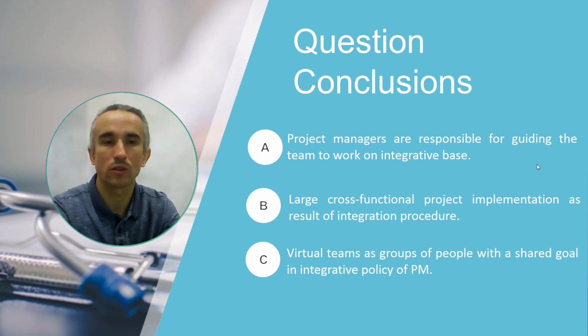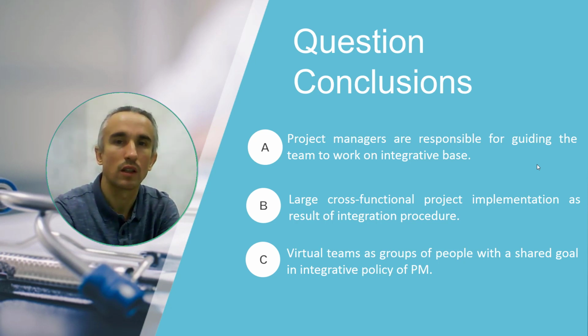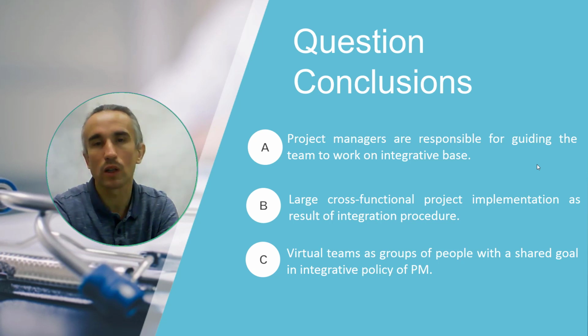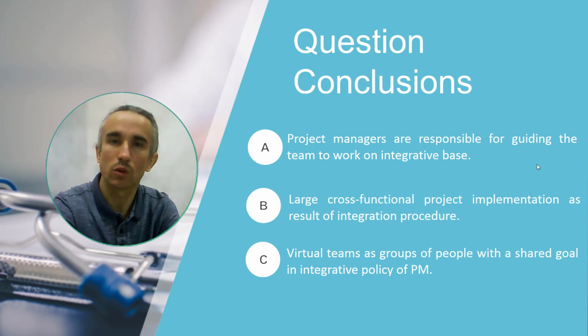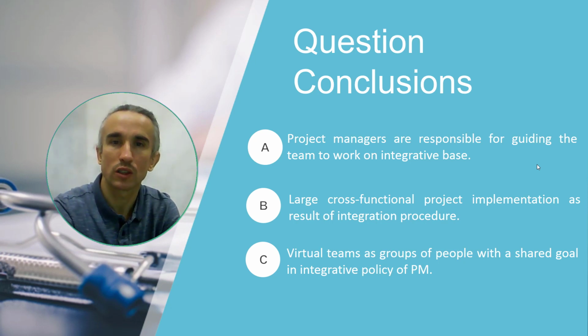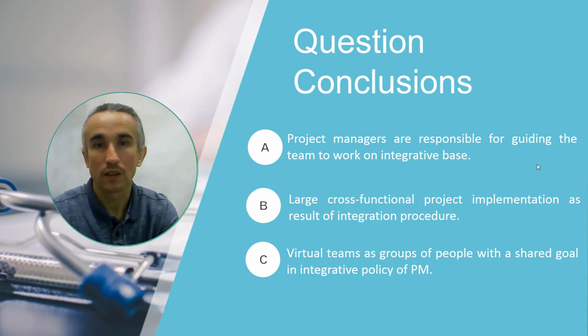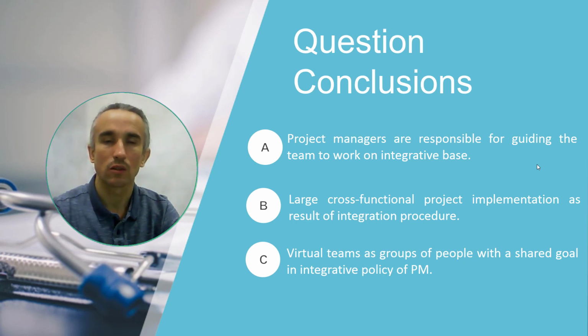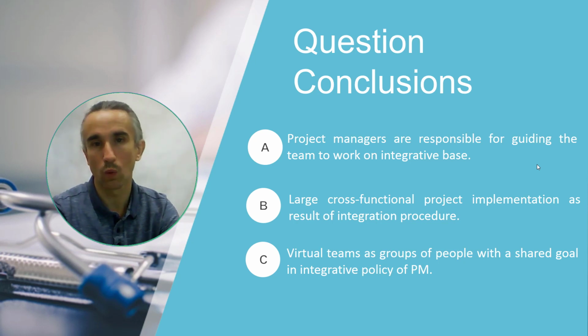And as I have mentioned to you, the second conclusion, which is very important, is that a large cross-functional project implementation is a result of an integration procedure between the team which implemented the certain project and the other cross-functional projects which are implemented in other regions or in other spheres. They are correlating with each other and making a common style of working, and it will help to understand the certain problem more widely.